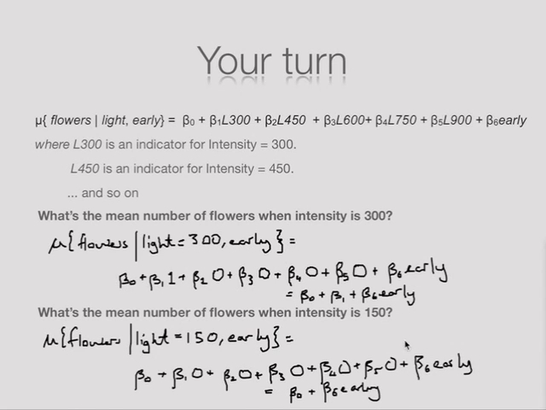If we compare these two models here for the mean, so when the intensity is 300, we have a beta 0 plus beta 1 plus beta 6 early. When it's 150, it's beta 0 plus beta 6 early. So the only difference is this parameter beta 1. The difference in the mean number of flowers when the intensity is 300 compared to when it's 150 is captured by that single parameter beta 1.